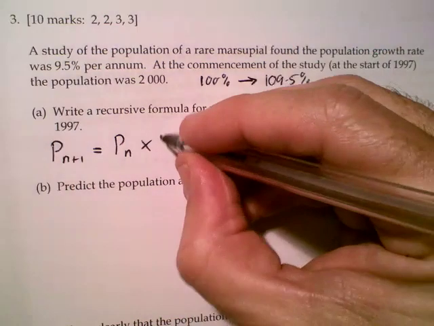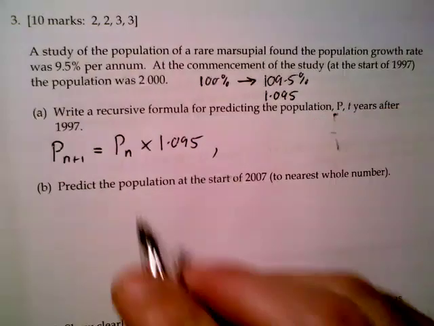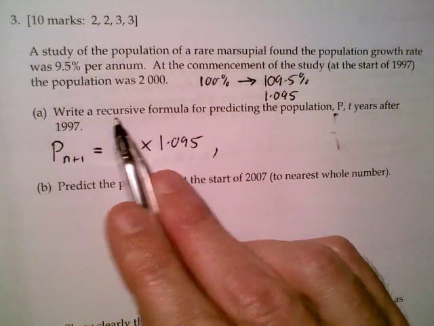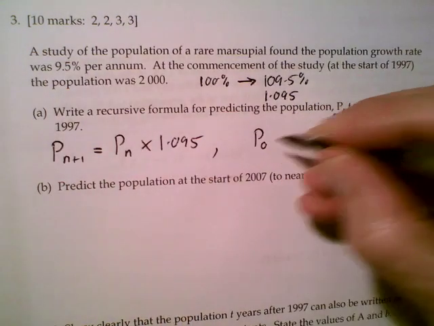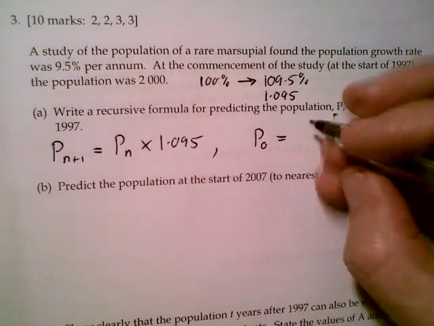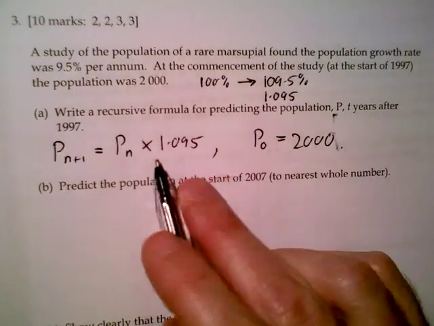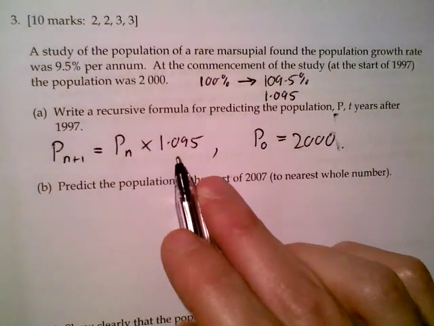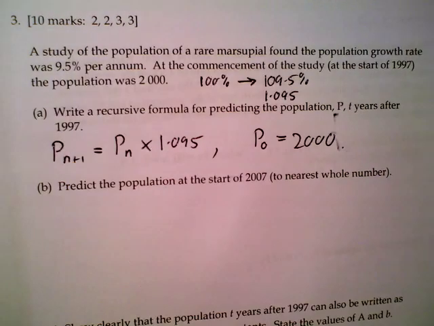So in fact, you're multiplying by 1.095, and of course, anytime we're finding a recursive rule or recursive formula, you need a P0 or a P1 value. So in this case, P0 is equal to 2,000. There's our recursive formula, and just understand that you're multiplying, so it's a geometric sequence, not an arithmetic sequence, for these percentage increase or decrease ones.